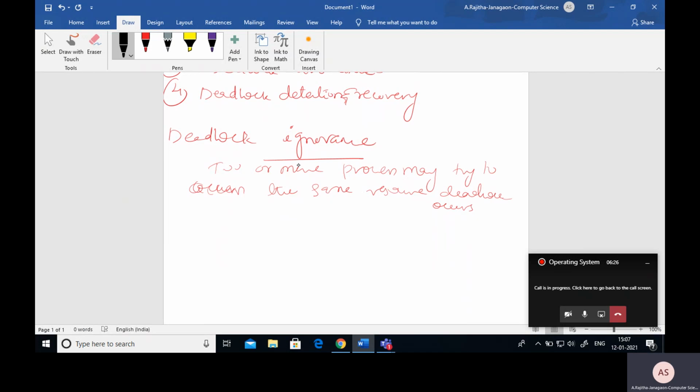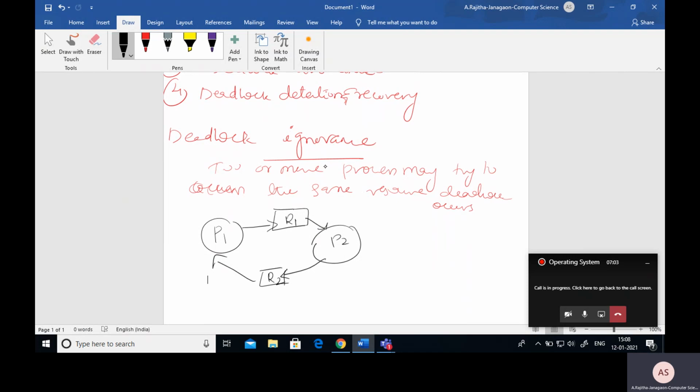Suppose P1 is one process and P2 is another process. P1 tries to access R1, but R1 is already used by P2. Now P2 tries to access R2, which is already held by P1. In this case, deadlock occurs. Now, what is ignorance?